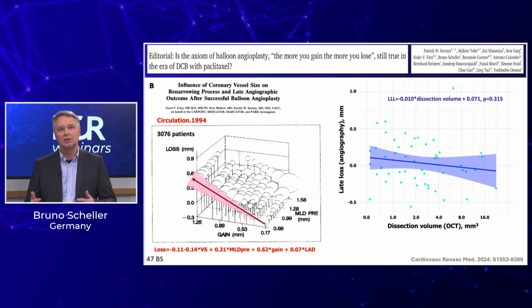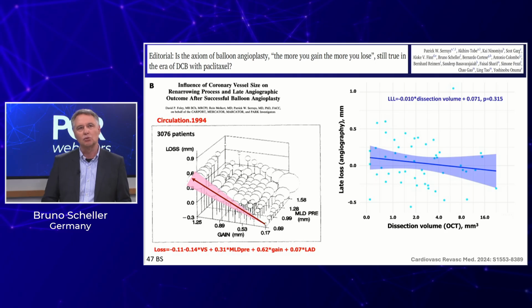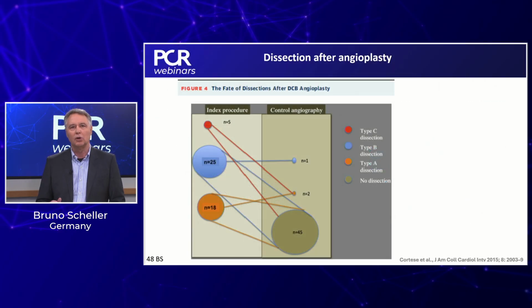So there were limited possibilities to improve your outcomes with improved lesion preparation. This has changed now with DCB. Yoshi already showed you the data on the right from the Transform 1 trial showing that a higher dissection volume is associated with lower late lumen loss. And this is really new and very amazing.